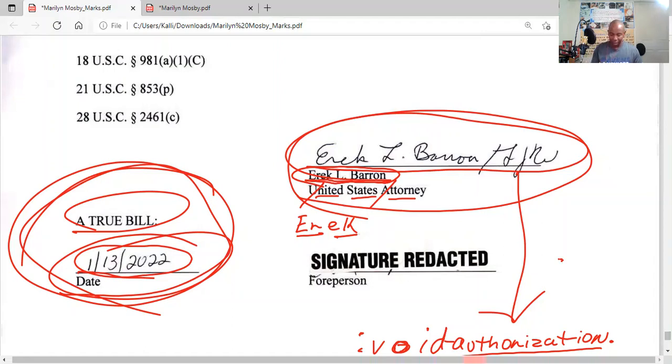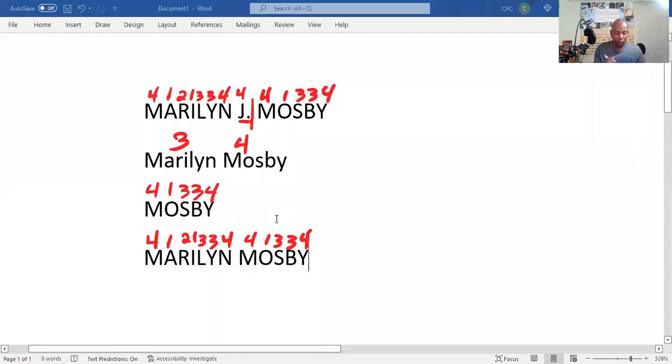So we're at the end. So let's go ahead and take a look at the various names that they gave Marilyn Mosby. Right? So these are the different formulations of letters that they want us to believe is Marilyn Mosby, right? I'm going to add one.